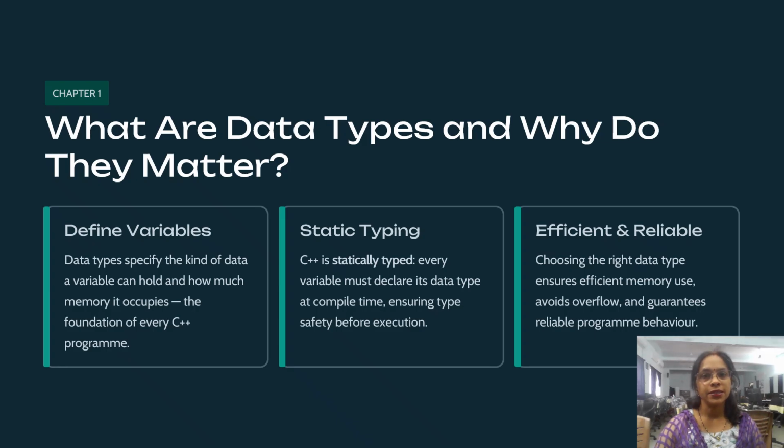C++ is statically typed. This means every variable must declare its type before use. The compiler checks the type during compilation, and this provides type safety, fewer runtime errors, and better performance. Choosing the right data type ensures efficient memory usage, no overflow, and correct results. So we can say that data types directly affect the program's reliability and efficiency.